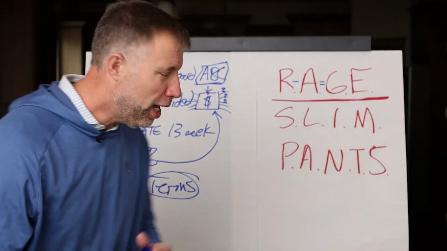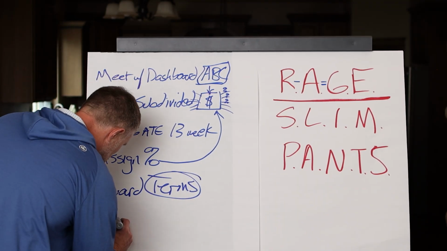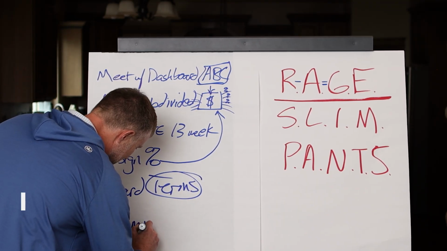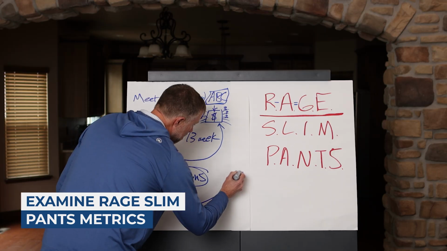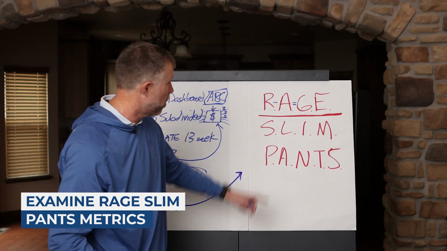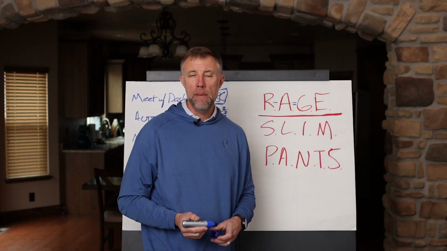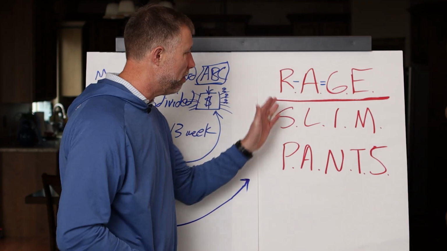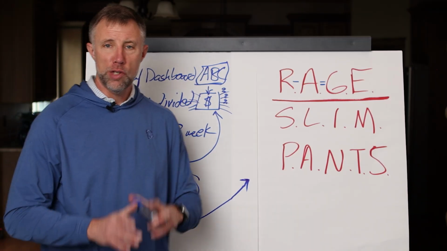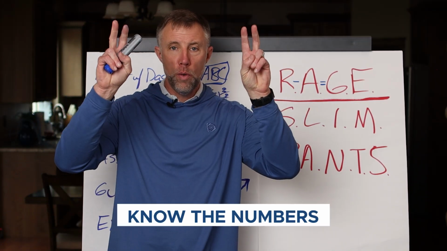And then the final element of managing these cash flow problems is to come down here and examine our business and examine what we call the RAGE SLIM PANTS. We want to rage over our money, and we want to be lean as a business to fit into slim pants. What do I mean by that? Walk through this with me. First, to rage over your money is for you, the owner, to, quote, know the numbers.